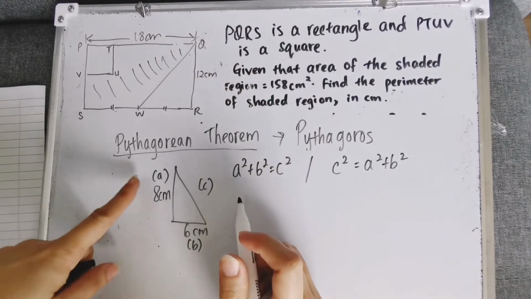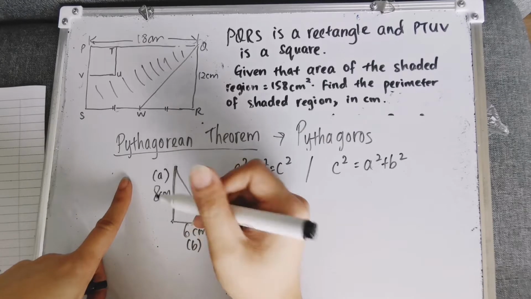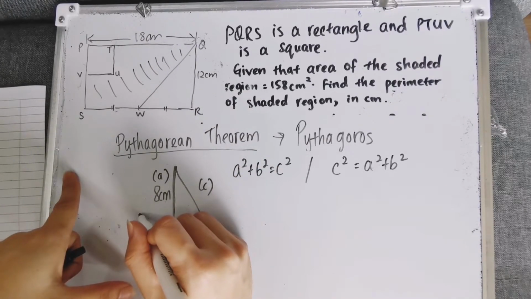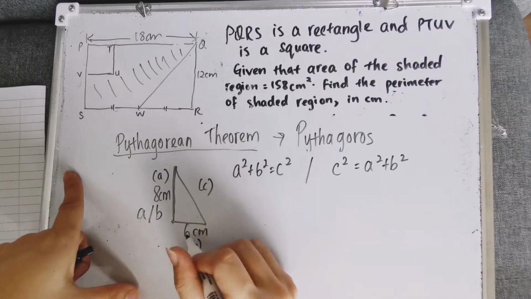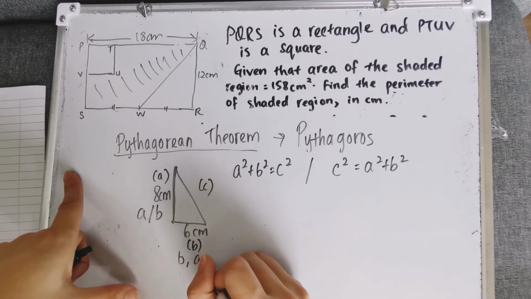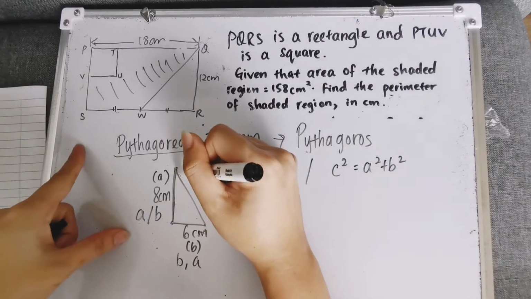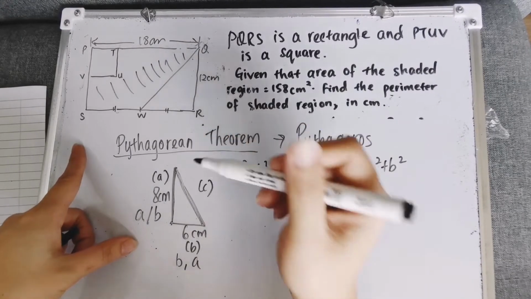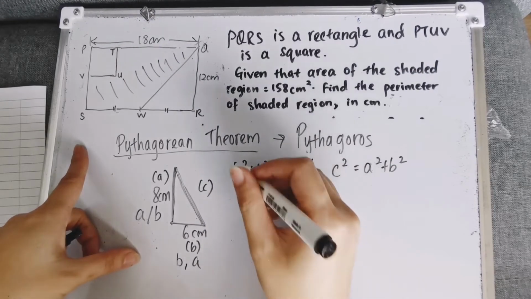Okay, the opposite side, it depends on you. If you want to say this is a, also can. You want to say b, also can. If you want to say this is b, this is a, it's up to you. But the sloping side is forever the c. So we just fill in the blank.